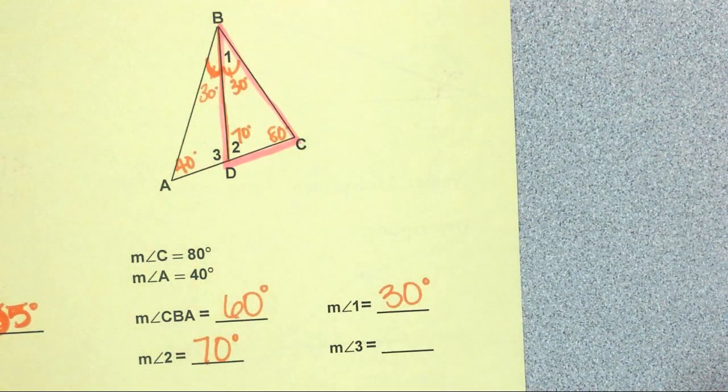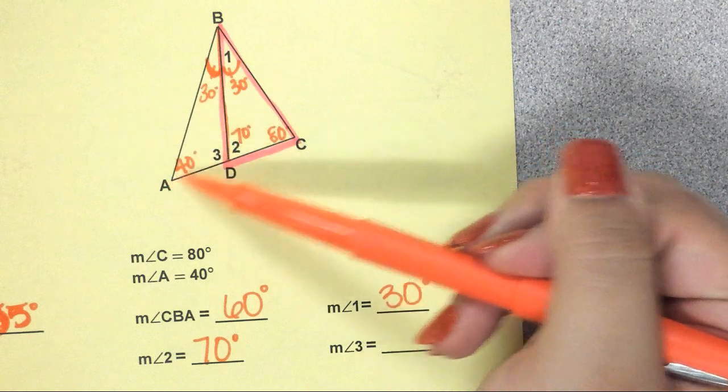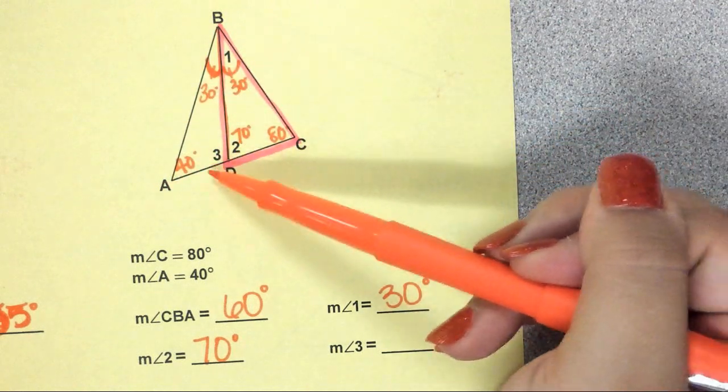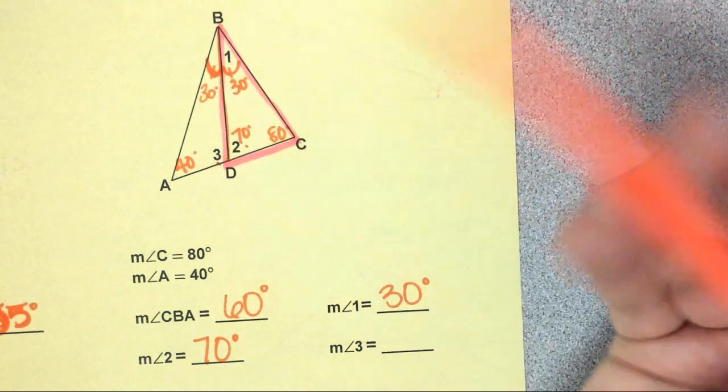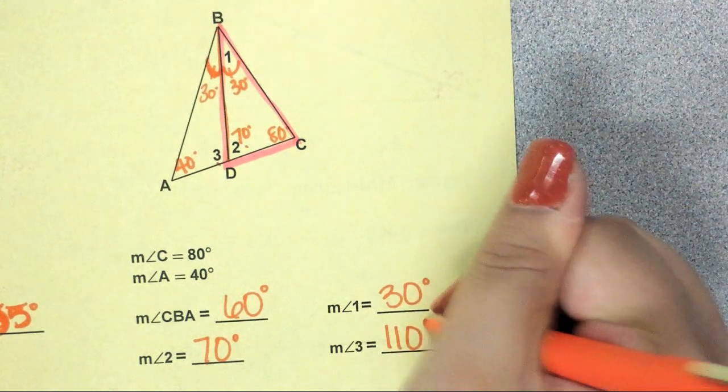And then angle 3 you can find two different ways. You can either draw another triangle here, or these are a linear pair. So if that's 70, what does that have to be? 110.